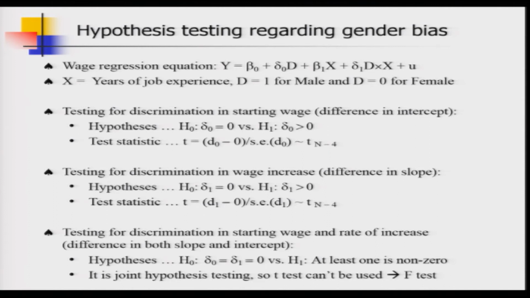So, in this context, how do we frame a joint hypothesis? If there is no difference in the slope and the intercept, then basically we are saying that both delta naught and delta 1 are equal to 0. So, you can set that as the null hypothesis, and the alternative hypothesis will say that at least one of them is non-zero. Okay. So, as this is a joint hypothesis test, we can't use the t test. So, we can go for the F test. So, you see, the F test comes back again to help us with joint hypothesis testing.